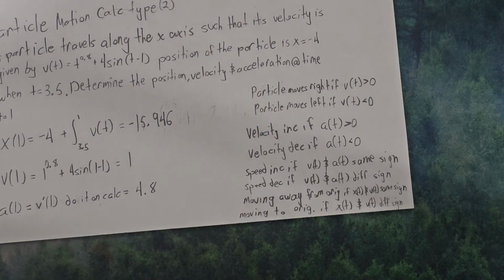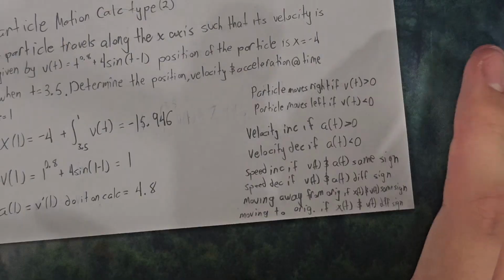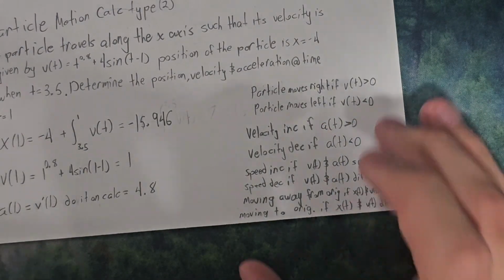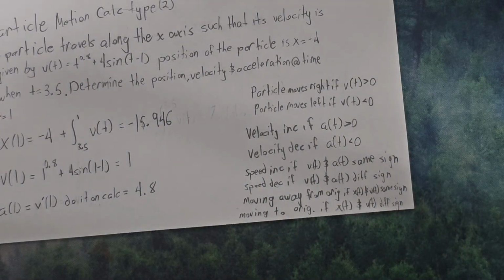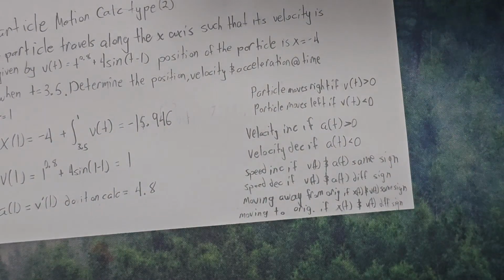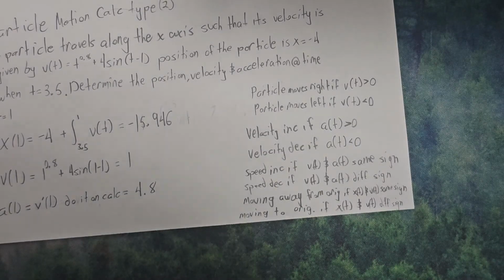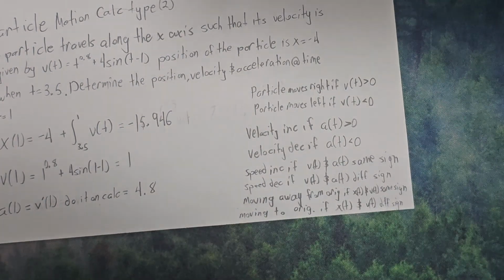Your particle is moving right if v of t is bigger than 0, left if it is less than 0. Your velocity is increasing if a of t is bigger than 0, it's decreasing if it's less than 0. And then speed, this was one you might have forgotten. Speed is increasing if v of t and a of t are the same sign, and speed is decreasing if v of t and a of t are different signs.